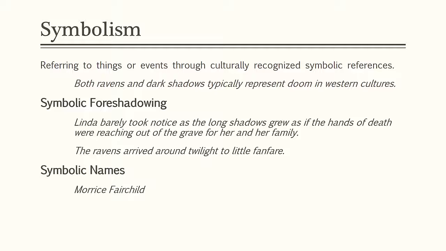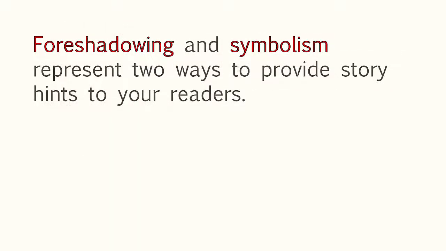The names that you pick for characters, like Maurice Fairchild. Now, doesn't that sound like a very fair child? A delicate person and so on. It's definitely not a Rambo type character, right? So you can use symbolism in names of things. So that's foreshadowing and symbolism, which represent two ways to give hints to your readers as to what's going on.